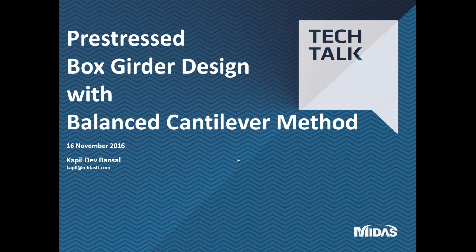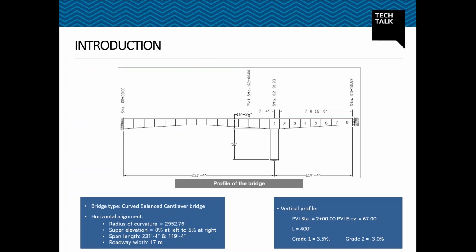So now let's go back to our technical presentation and see what we are actually going to discuss today. Today we will model a curved balanced cantilever bridge, and the bridge will be tapered. The profile of the bridge, the vertical as well as the horizontal alignment, is shown on the slide now. We will take this example and see how we can model the various parts of a balanced cantilever bridge in Midas Civil.